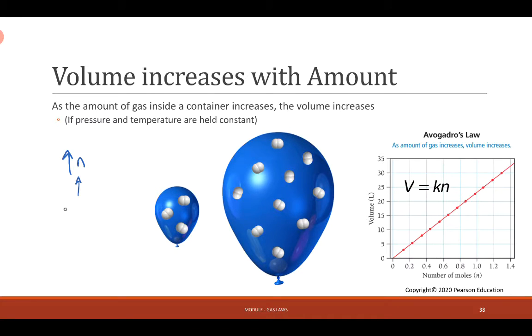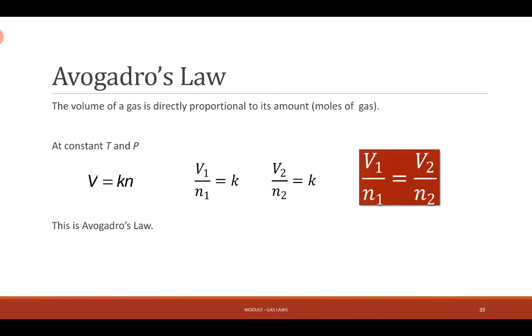So we use n here to represent the amount in moles, so our moles of gas. If we increase the number of moles, we increase the volume of gas. Much like with our other simple gas laws, there is a linear relationship between these variables. Since these are directly proportional, we have a linear relationship between the two. So as we increase our volume, we increase the number of moles in the container.